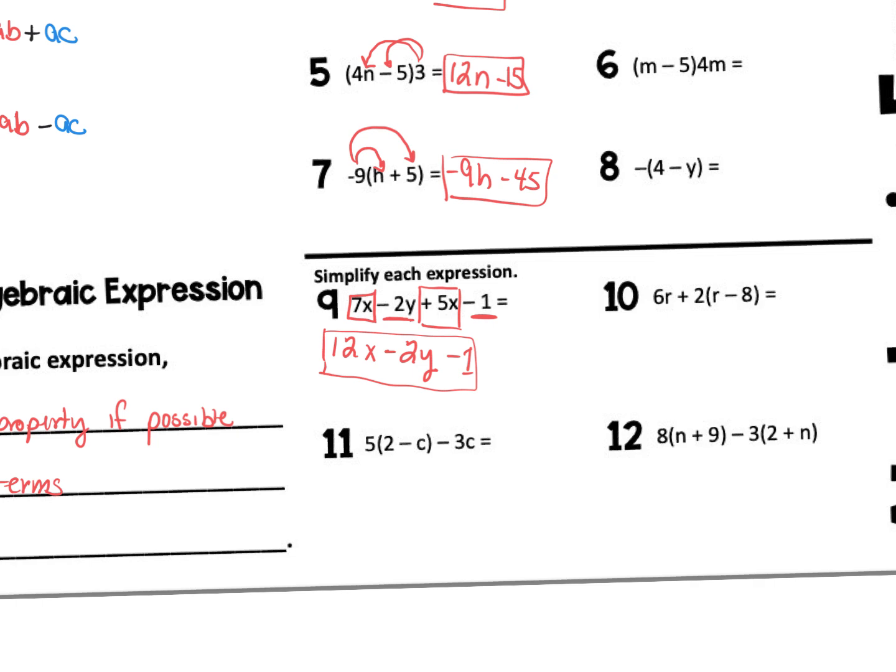Okay, and then with distributive property, we're going to do that first. 5 times 2 is 10. 5 times negative c is negative 5c. And then the 3c is outside of the parentheses, so you just drop it down here. Now we're going to combine like terms. There's only one constant, and that's the 10, so we're just going to bring that down. And then we're going to combine our like terms, which is negative 5c minus 3c, and that's going to be negative 8c. And that is your answer.